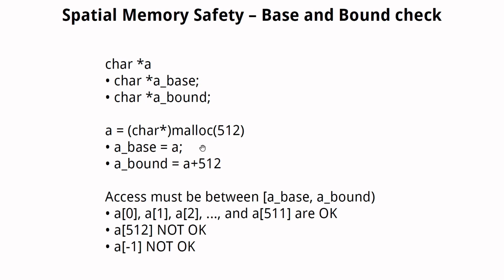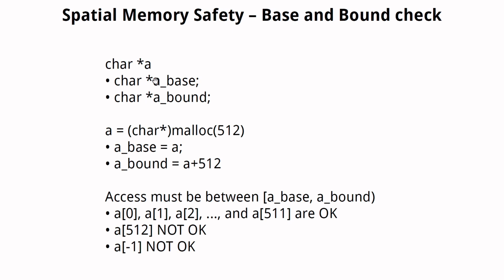Going back to this spatial memory safety issue, let's say for any pointer in this system, say we have a char star A, that's a pointer. For any pointer in the system, under the hood, we will create two more pointers for it. The compiler can do this automatically. The programmer still only defines a pointer A. However, the compiler will insert two more pointers. One points to the lowest address, the base address. The other points to the highest address.